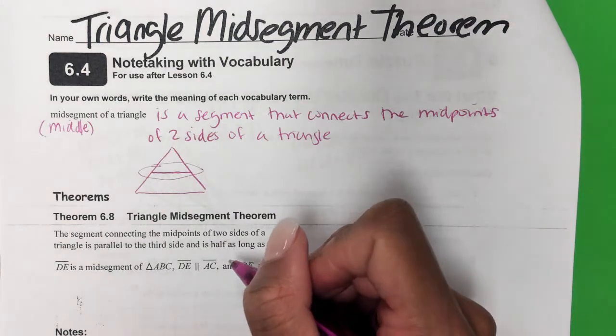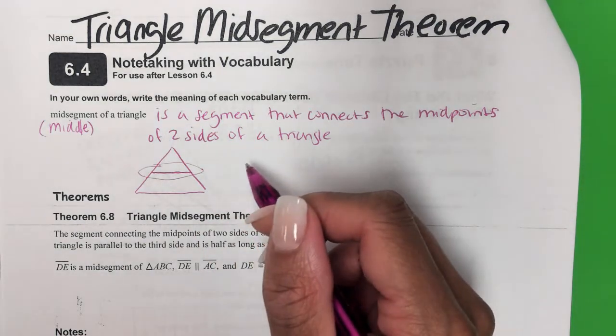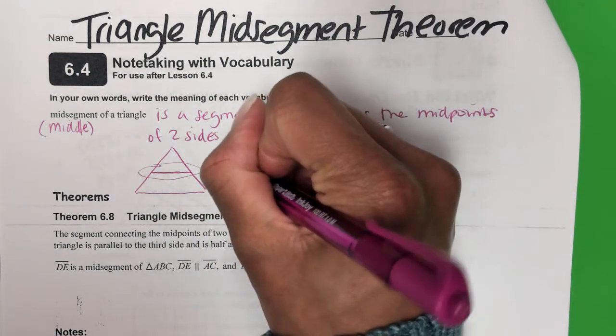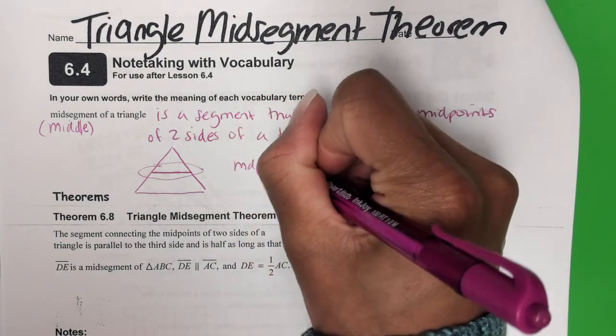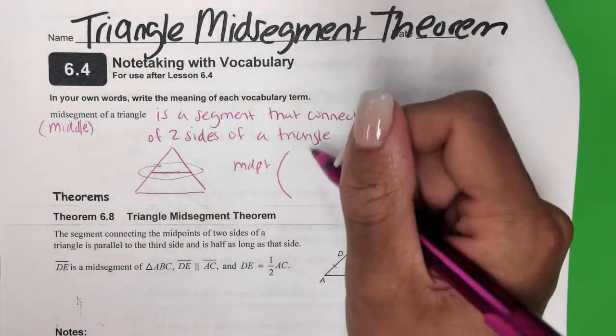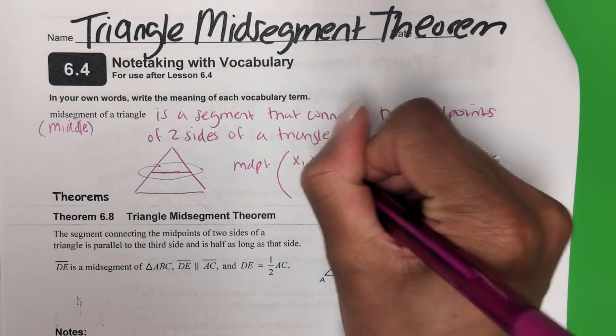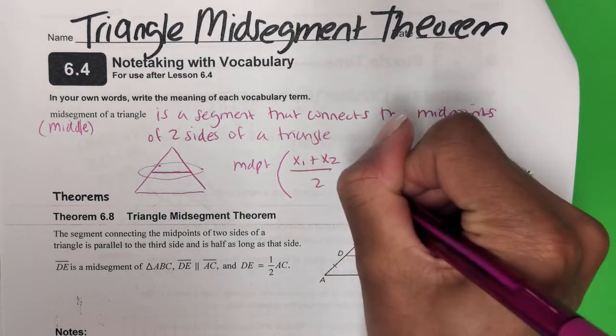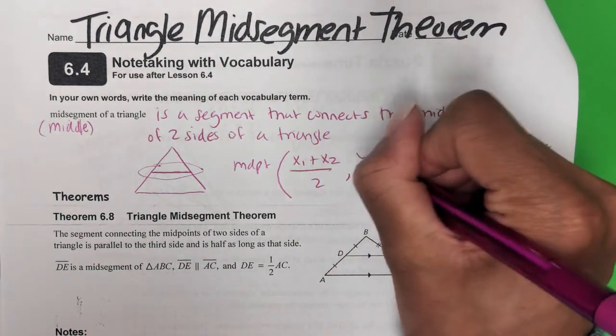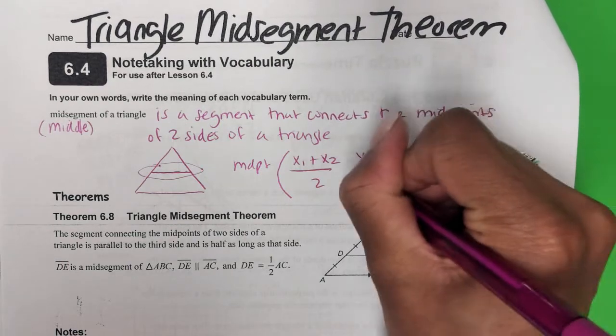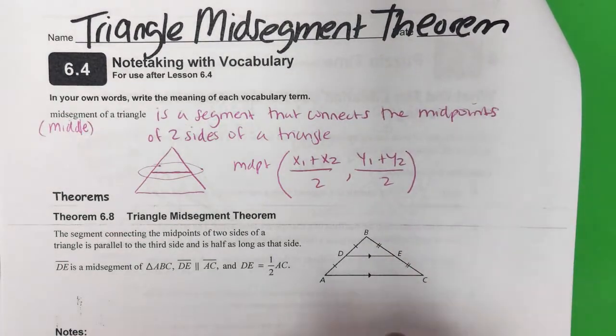Okay, so for this section, you're going to need to know the midpoint formula. So remember that is x1 plus x2 all over 2 as your x-coordinate, and I have y1 plus y2 all over 2 as your y-coordinate. Don't forget your midpoint formula.